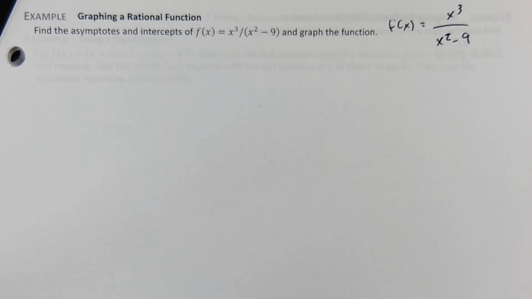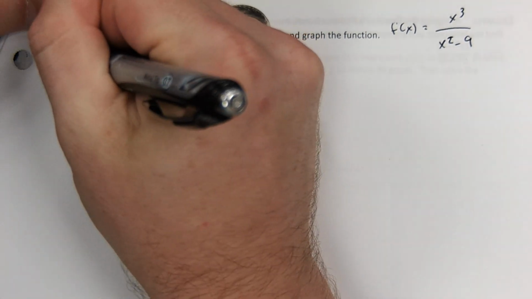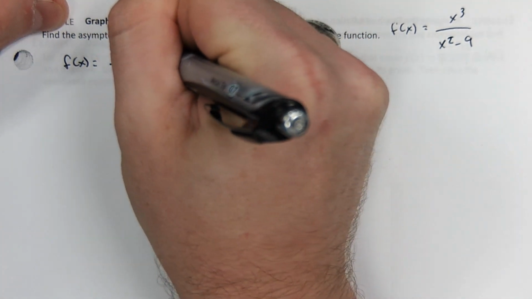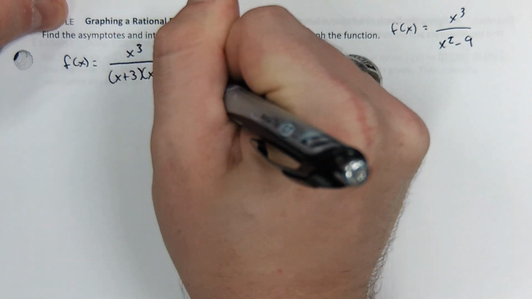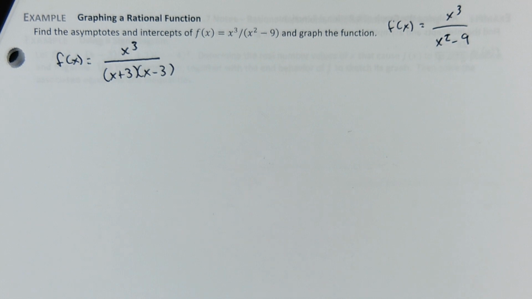All right. Anything that can be factored needs to be factored. And since this is AP, I am going to have to assume that you know how to factor the difference of two squares. X squared minus 9 instantly factors to x plus 3, x minus 3. There you go. Nothing is going to cancel out.